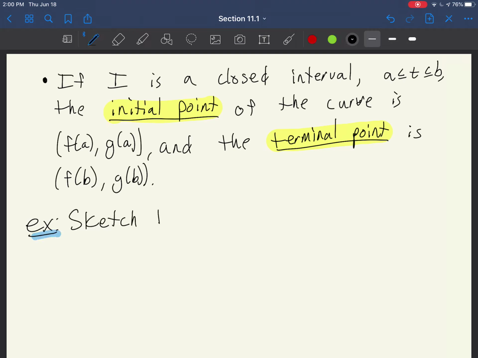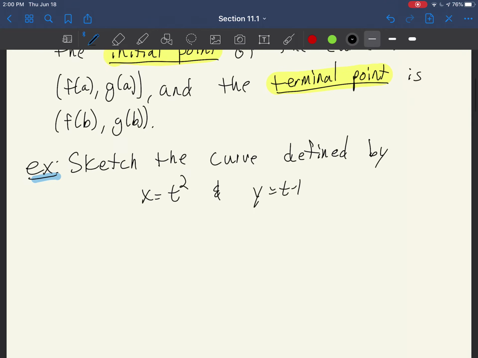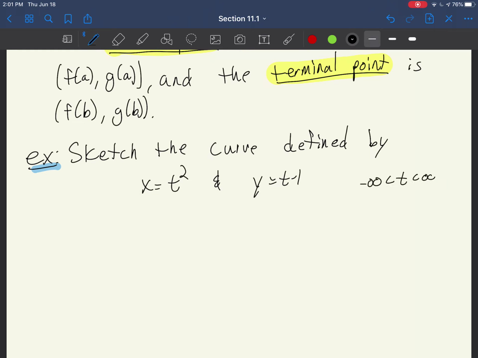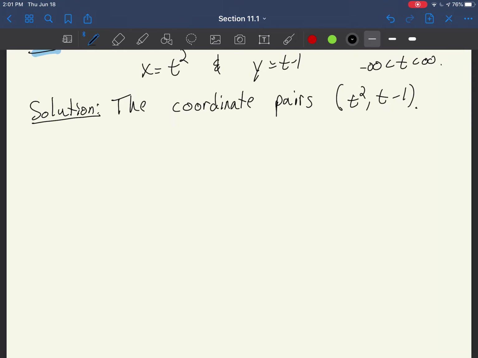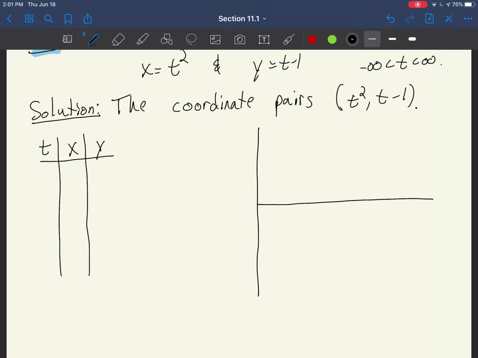All right, so let's see an example of this. Example, sketch the curve defined by the parametric equations x equals t squared and y equals t minus 1, where t ranges from negative infinity to positive infinity. So the coordinate pairs are t squared comma t minus 1. So x is t squared, y is t minus 1. The way we're going to do this is we're just going to do a table of values and then plot those values. So we have t, x, y.